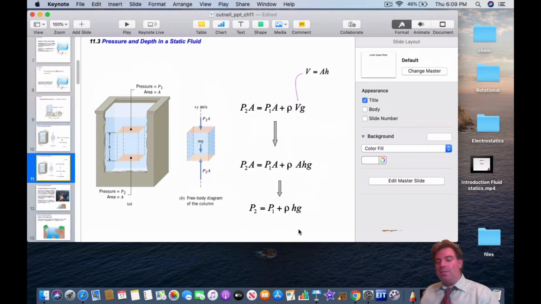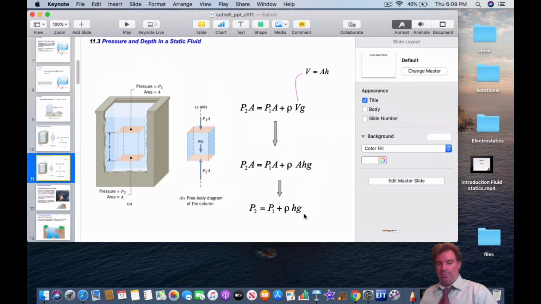And this is the equation I need you to know. Now, I went through the derivation, but you don't really need to know it. It's good to know where things come from, but this is the equation you need to know and manipulate. Once again, pressure at 2 at the bottom is equal to pressure at 1 plus rho times h times g.